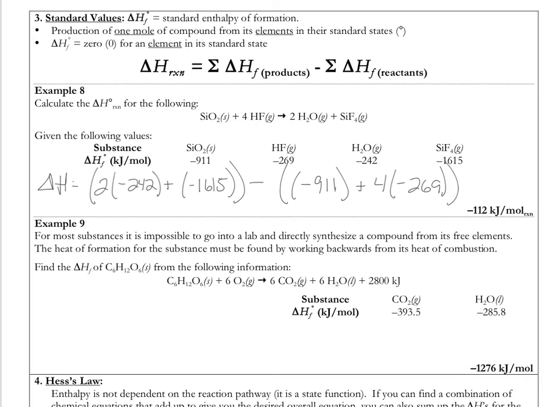For a lot of substances, we can't make the compound from its elements. It just doesn't happen. You can't make the C6H12O6 glucose by taking some graphite and some hydrogen that's in the air and some oxygen in the air, and then poof, it turns into glucose. That's not the compound it would form. So we have to find heats of other reactions and use them to determine what the heat of formation would be. So find delta H of C6H12O6 from this information.